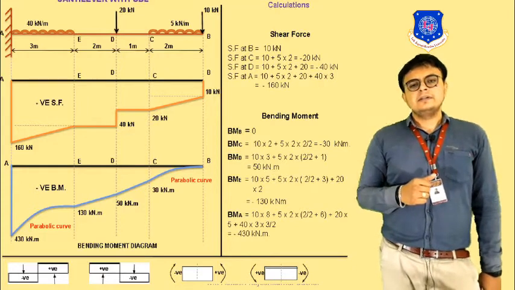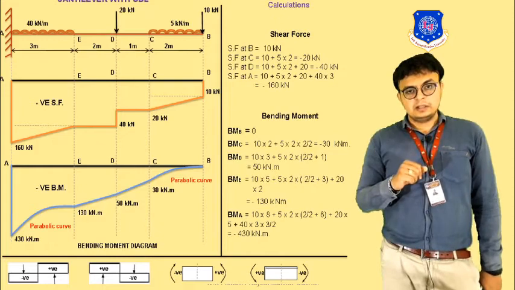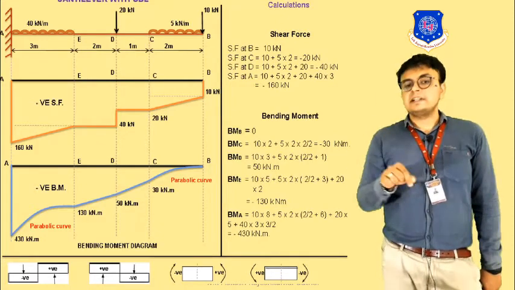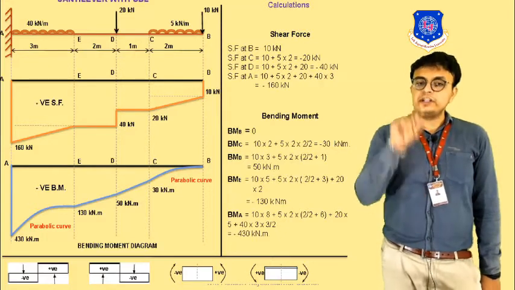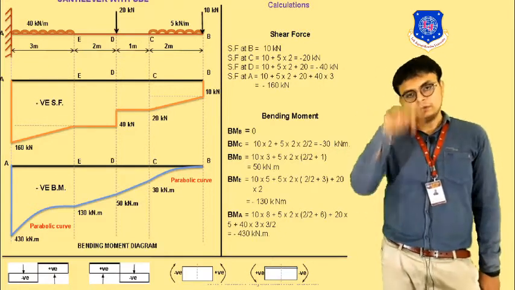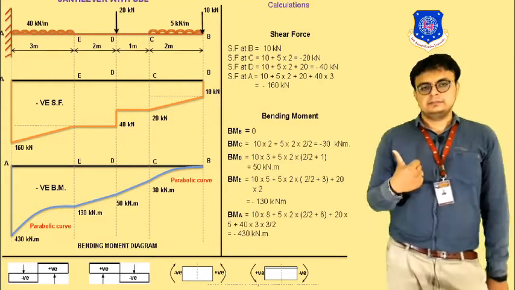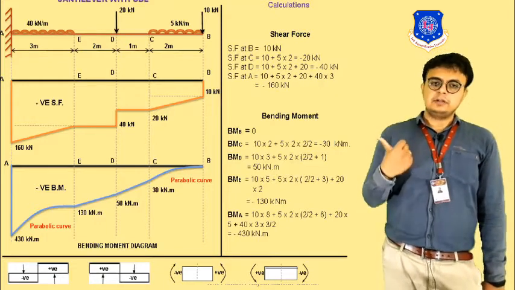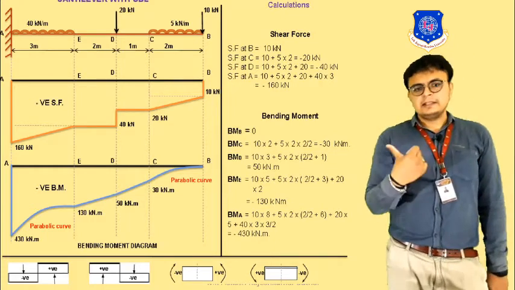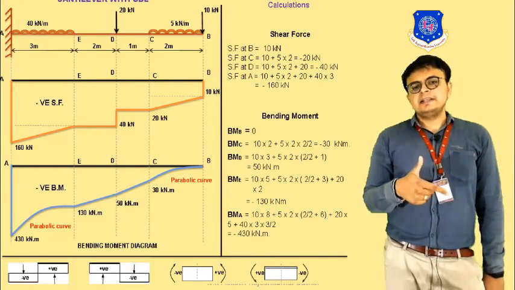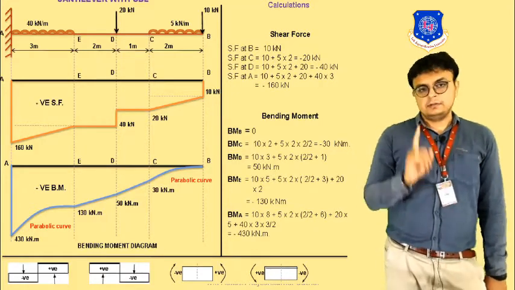So here we have point B. At that point, the shear force is in the downward direction because there is only the 10 kilonewton concentrated load at point B, which is downward. Downward direction, we are considering as negative sign. So shear force at B will be equal to 10 kilonewton in the downward direction. Further, moving from point B to point C, we have only the UDL of 5 kilonewton per meter for the span of 2 meters.